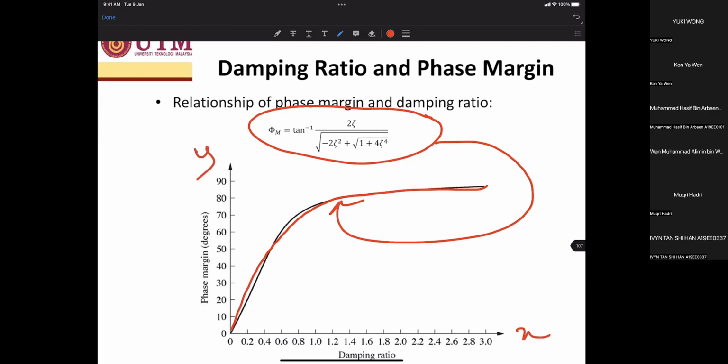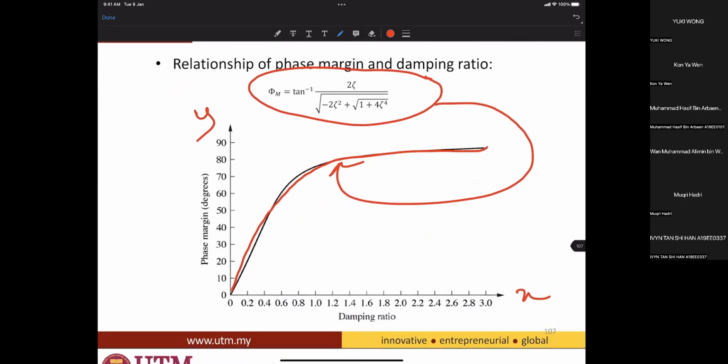Inverse tangent 2 zeta over square root 2 zeta. So you will be given either this formula or, if the formula is not given, they will give you the standard graph. Just see, if the phase margin is 50, what is the corresponding zeta? That's all.